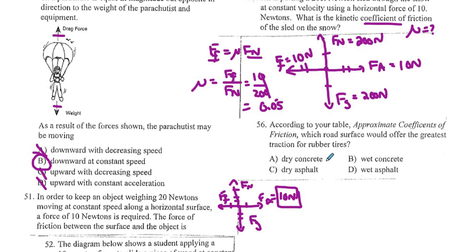All right, and the last one, this is just a reference table question. Which road surface offers the greatest traction with rubber tires? Just go look at the rubber on dry asphalt, dry concrete, wet asphalt. You will see that dry concrete has the greatest coefficient of friction.